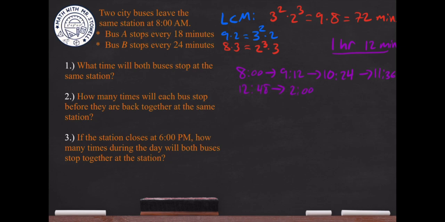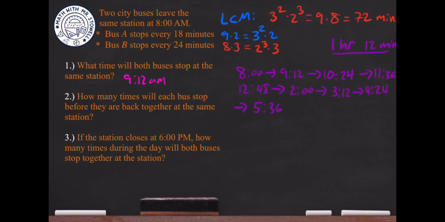Then at 2. Then at 3:12. And this will continue forever until we get to the end of the day, which according to question number 3 is at 6 p.m. So this is going to end at 5:36. So the times that the buses will be back together, the closest time is going to be 9:12 a.m. But of course, they would stop again at the same station all those other times.